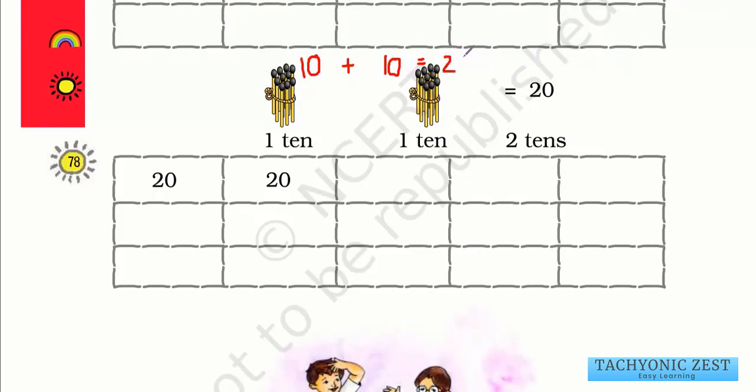Okay, so here we have two tens. So 10 plus 10 is equal to 20, which is equal to 2 tens. Because this 10 is equal to 10, and this 10 is also equal to 10, and 10 plus 10 is equal to 20. So 10 plus 10 is equal to 2 tens, which is equal to 20.